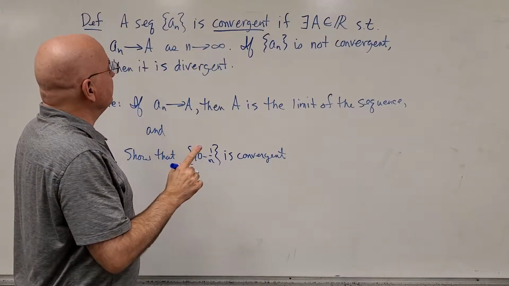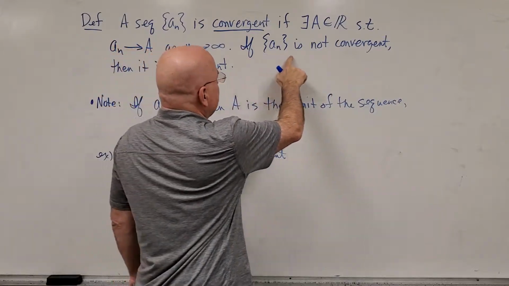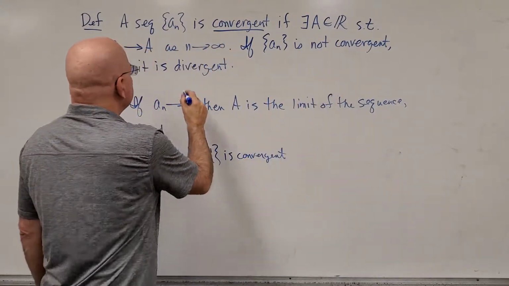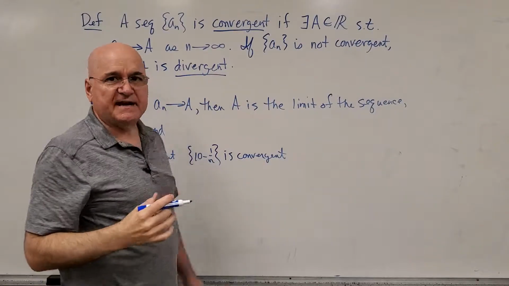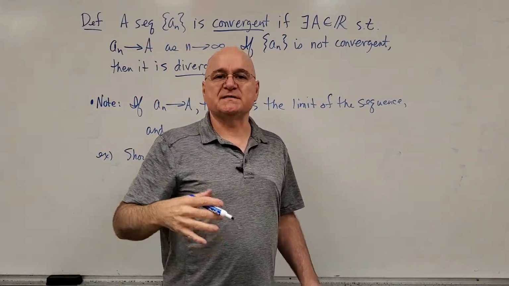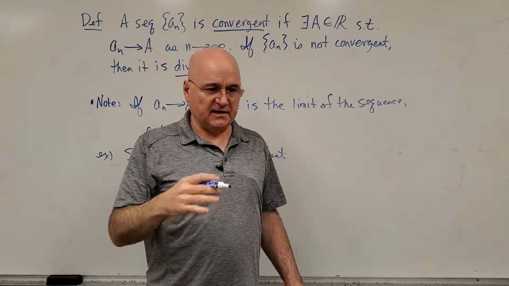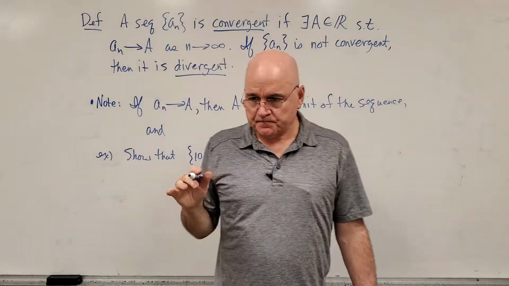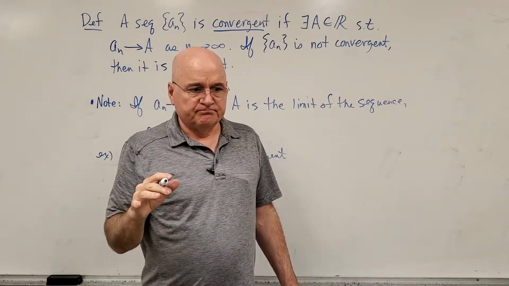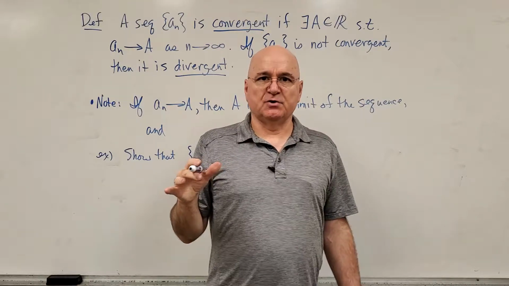Now the new term, for sure a new term, is if a_n is not convergent, then it's divergent. So a sequence is either convergent or divergent. And I'll just make a quick note. There are a couple of reasons that it could be divergent.